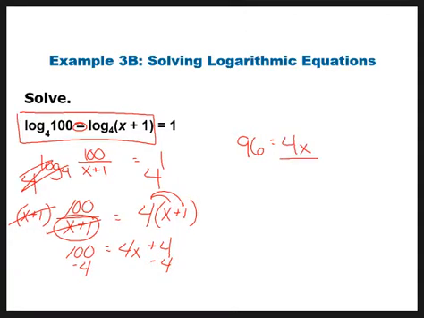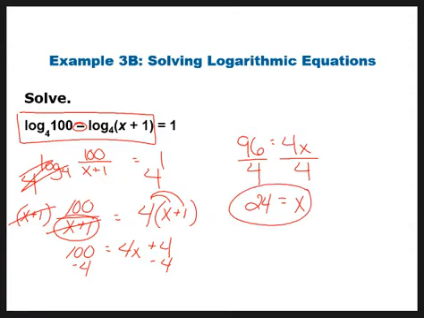So to figure out what x is, I would divide by 4. Now 96 divided by 4 gives me 24. So x is going to equal 24. So technically that's my answer here.